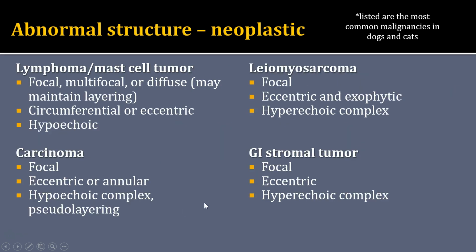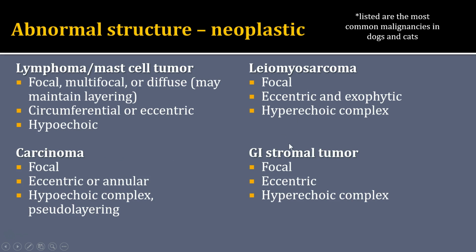This slide just lists the more common malignancies in dogs and cats and gives you some very general findings that we might see within these lesions. So again, round cell cancer can be focal, multifocal, or diffuse, and sometimes maintains our layering, tends to be circumferential or eccentric. And one thing that you might want to underline is that oftentimes round cell neoplasia is hypoechoic.